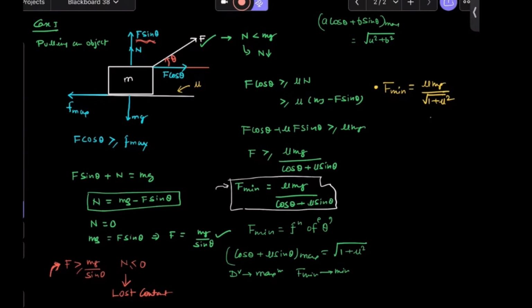We have to take the limiting case. How much more than 3? It can be anything. I have to tell some answer. How much minimum should I apply? 3.1, 3.01, 3.0001, anything more than 3 is okay. That's why we give the answer as 3. Understood?